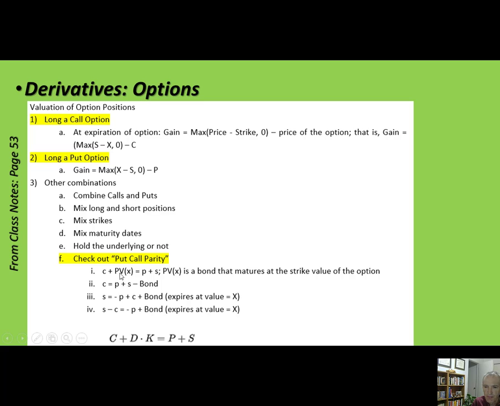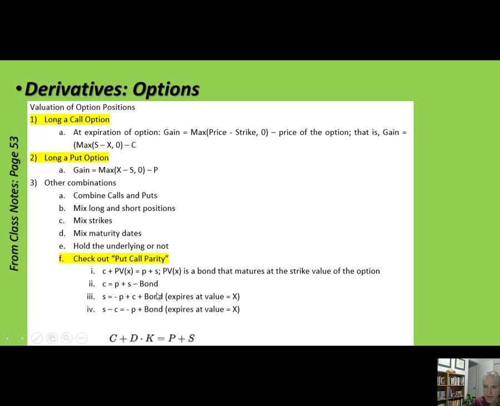The bond's present value is the present value of X, which is the strike price. So if the call option matures in 3 months and the strike price is $50, then you would have a bond that in 3 months will mature at $50. That's what this present value of the strike means. Plus you buy a put, we'll talk about that, and you own the stock. So these all equal each other. These two have to equal this. They have to equal each other at expiration. If they have to equal each other at expiration, they have to equal each other today, even before expiration.